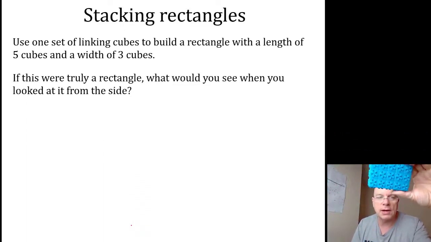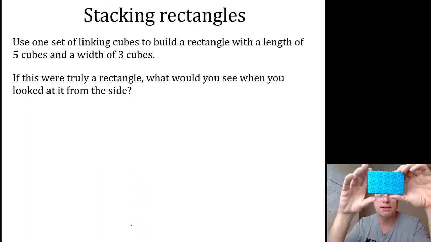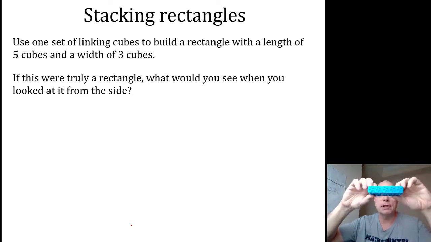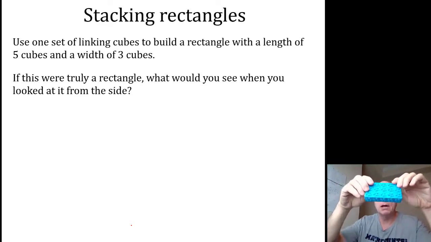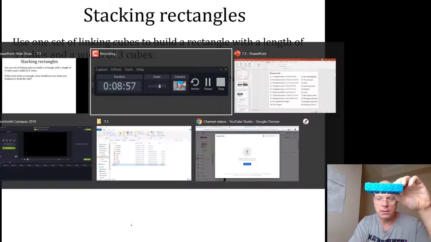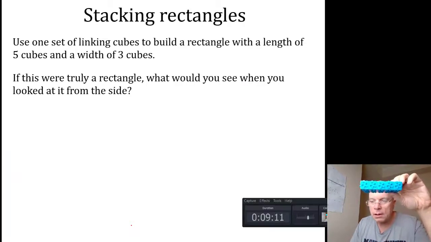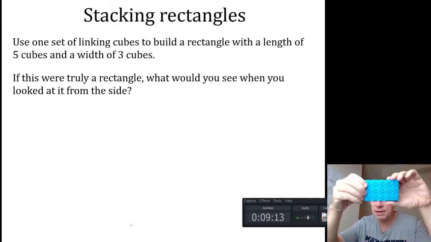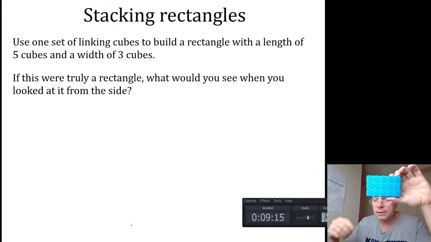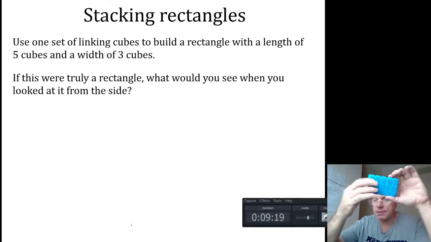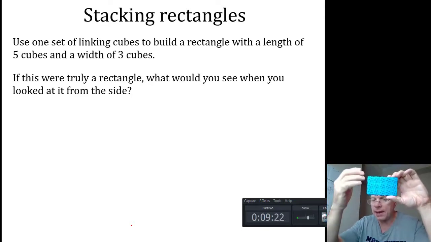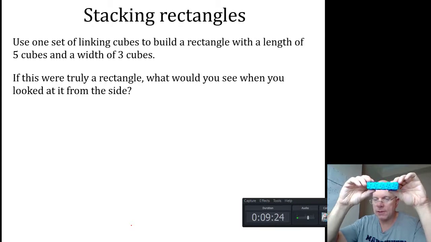But then the next question I would ask was, if this were truly a rectangle, what would you see when you look at it this way? So you see this 5 by 3 rectangle, but when you look at it this way, you wouldn't see anything, because a rectangle is two-dimensional. So it has no dimension, no thickness. It just has length and width, or base and height. So when you turn it this way, it would disappear.